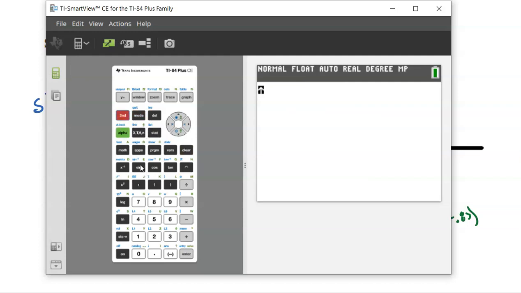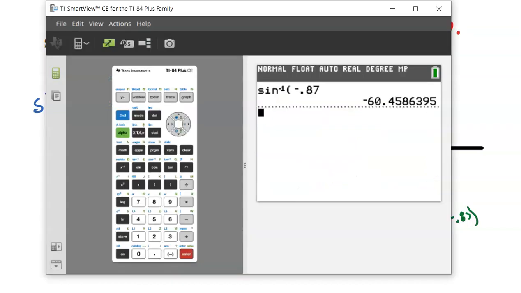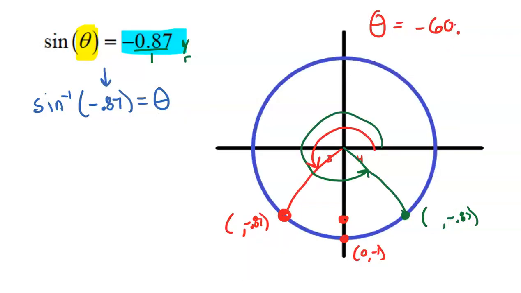And then when I go and actually do this math, inverse sine of negative 0.87, I get negative 60.459 degrees. Let me write that down real quick. Negative 60.459 degrees. Okay, so that is the green angle. Oh, but actually it's not. It is the green angle, but it's the angle that goes down to get there. That's the negative 60.459 degrees.